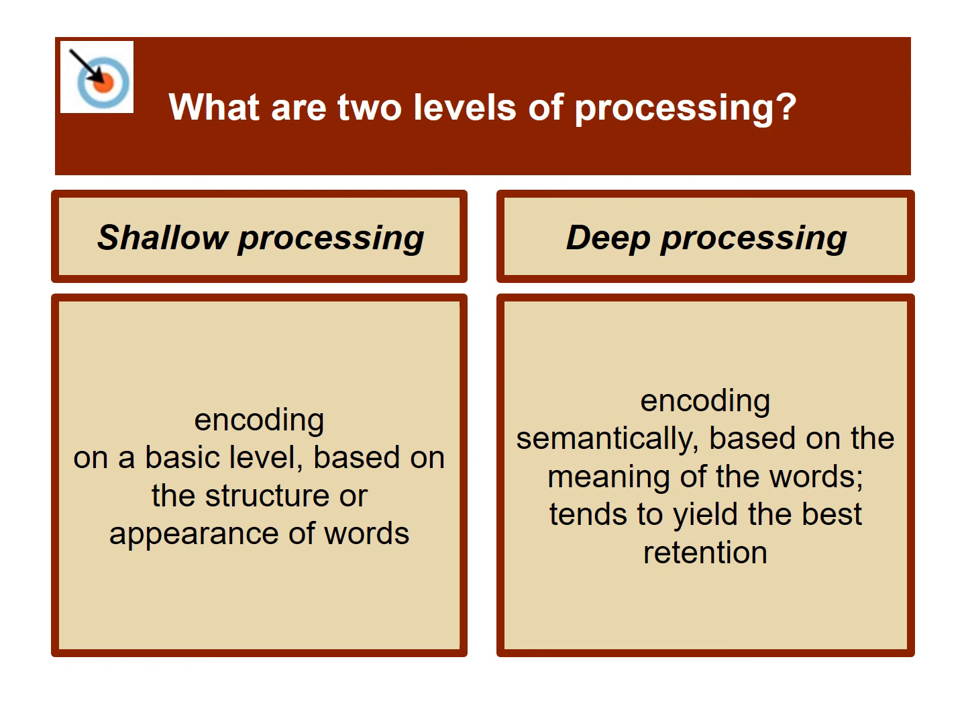2 levels of processing are shallow and deep. Shallow is encoding on a basic level based on the structure or appearance of words, whereas deep is encoding semantically based on the actual meaning of the words. Tends to yield the best retention. So why do I have you do psychoblurbs? Define and apply it, because applying it is going to give you a deep processing versus a shallow processing.